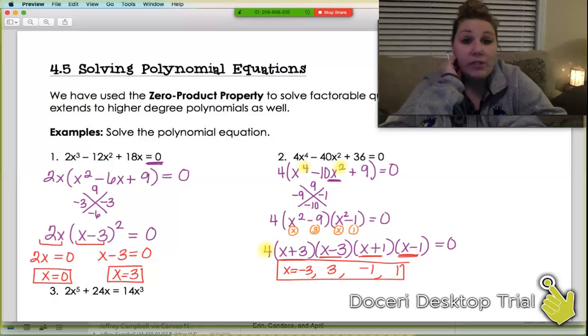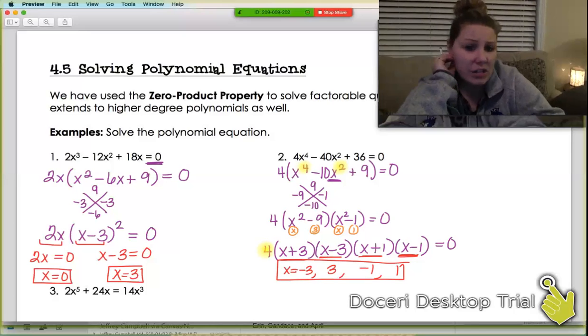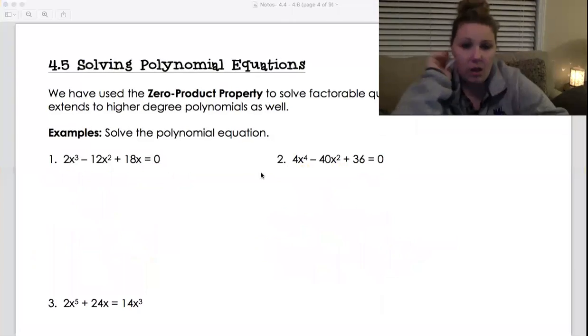Really watch for those differences of squares. We're getting pretty good at that now. I'm really happy to see that yesterday. So fingers crossed, I think we're on a good path here with the factoring.